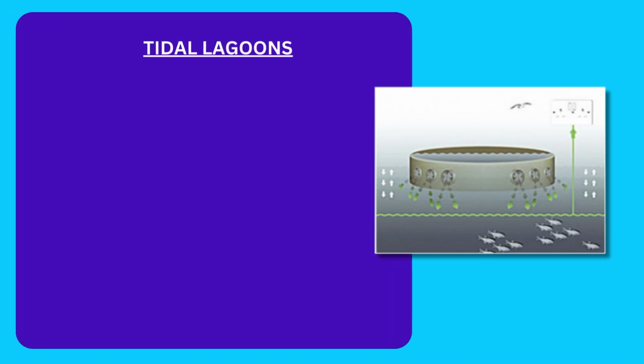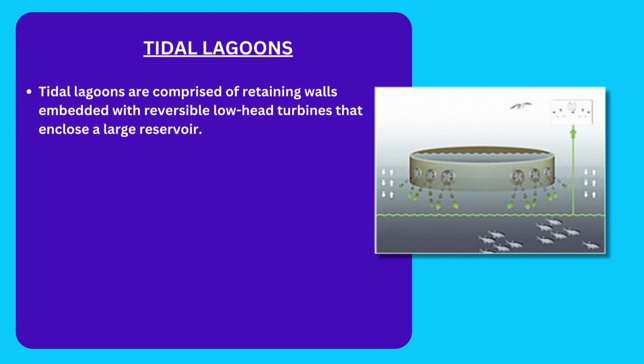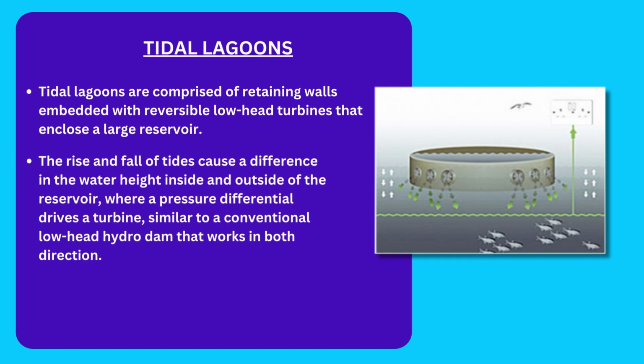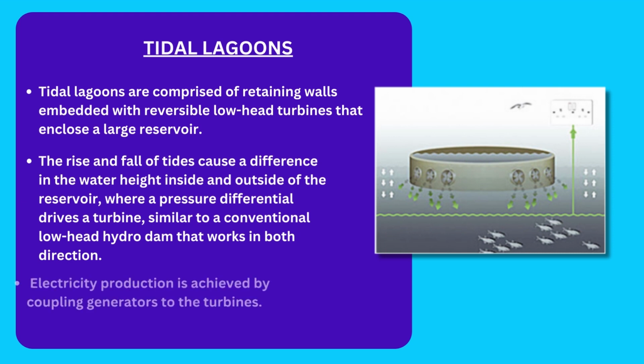Now comes the tidal lagoons. These tidal lagoons are comprised of retaining walls embedded with reversible low head turbines that enclose a large reservoir. The rise and fall of tides cause a difference in the water height inside and outside of the reservoir, where a pressure differential drives a turbine similar to a conventional low head hydro dam that works in both directions. The electricity production is achieved by coupling generators to the turbines.